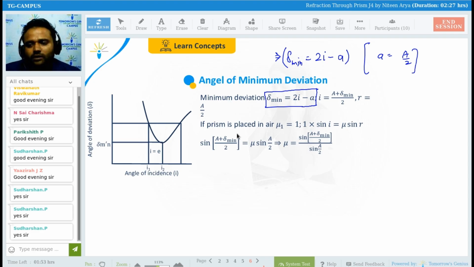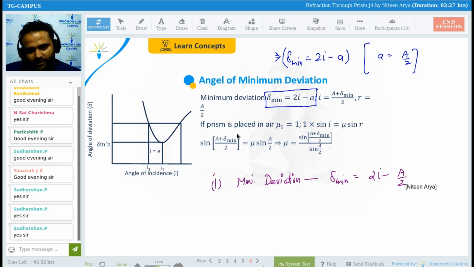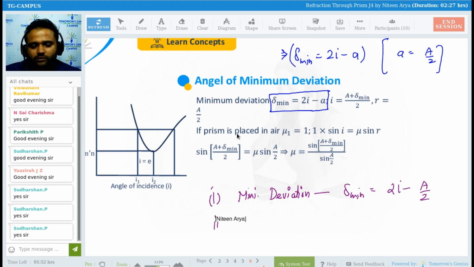Angle of refraction we already know, R equals A by 2. But if I want to find the angle of incidence, that is important. You can see that the angle of minimum deviation is simply the minimum deviation. You can say that delta min equals 2I minus A by 2 directly, or you can put minus simple small a. So this is the first thing.